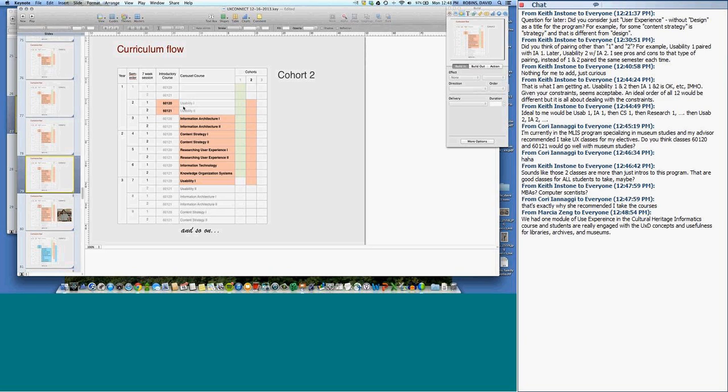And from Marcia Zhang to everyone, we had 1 module of cultural heritage informatics course, and students are really engaged with UXD concepts and using this for libraries, archives. Yeah, I think Marcia wanted to start, and maybe Marcia, did you ever list that librarianship or UXD librarianship? Because there are now user experience librarians looking at systems and services in libraries at university, public libraries, special libraries. Who are you? How do you design systems and services to fit that? I thought that was a great idea that Marcia and Ian came up with, and I'm glad to hear that people are excited about those principles.